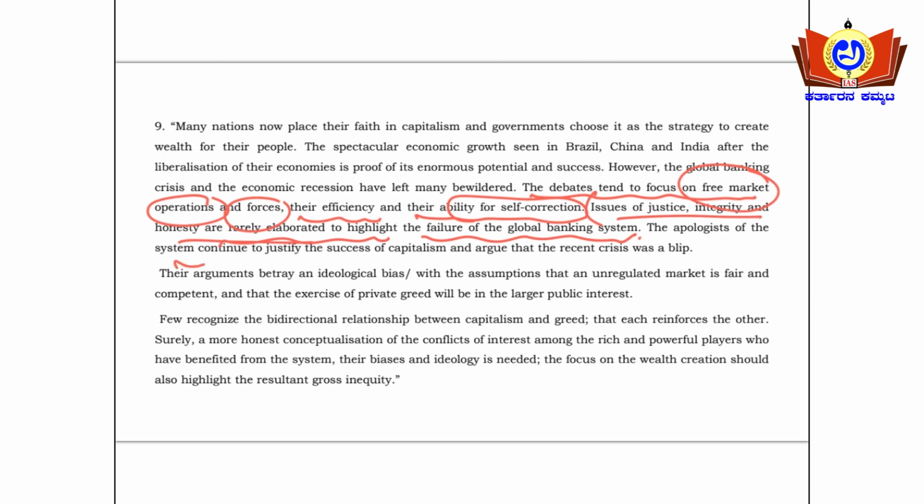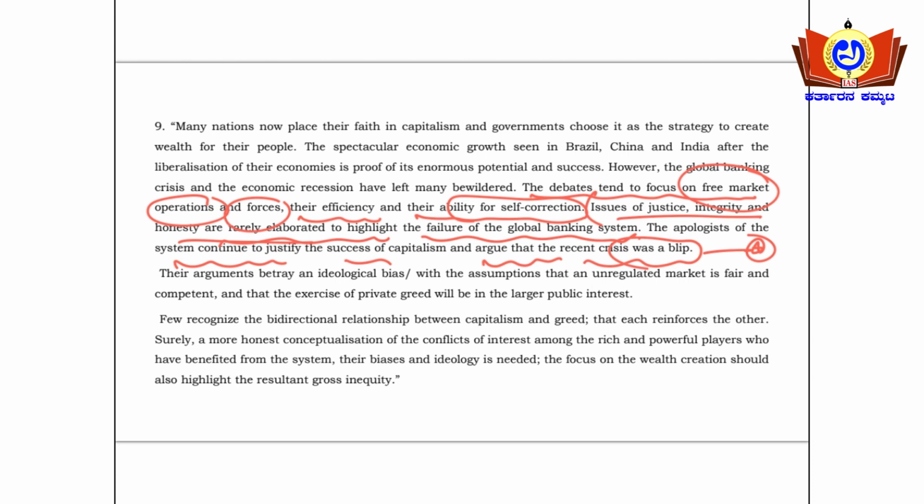The apologists of the system continue to justify the success of capitalism and argue that the recent crisis was a blip. Okay, it was just a bump in the road, just a speed breaker-like thing. A blip means, in a smoothly going road, if at all one bump is there, you cannot say that the road is not good. Hence the apologists of the system continue to justify the success of capitalism and argue that the recent bank crisis was just a blip.